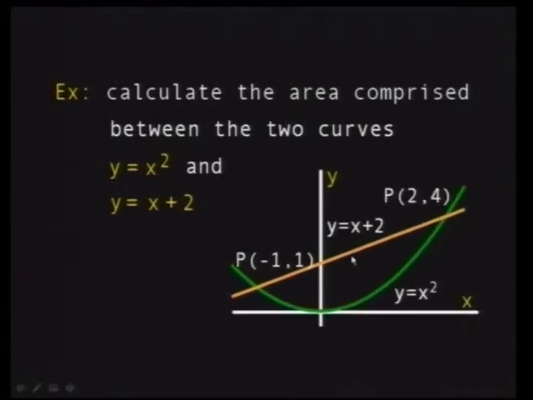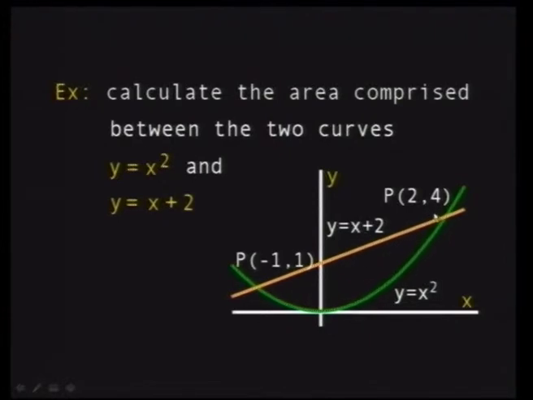For example, you want to calculate the area comprised between two curves. Here you have a straight line, y equals x plus 2, and here you have a parabola, y equals x squared, and you wish to calculate the area of this region. So what you do is this: this is f of x, and this is g of x. The area is equal to the difference between f of x and g of x, and you integrate between the 2 points here.